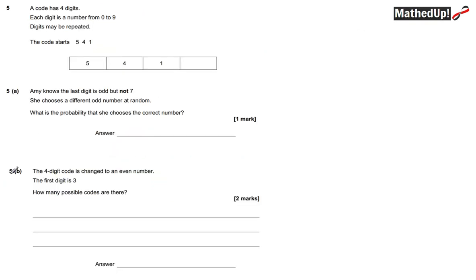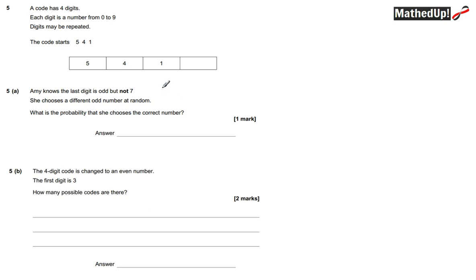Okay, question number 5. A code has 4 digits. Each digit is a number from 0 to 9. Digits may be repeated. The code starts 541, and for question 5a, we're told that Amy knows the last digit is odd, but it's not 7. She chooses a different odd number at random. What is the probability that she chooses the correct number?